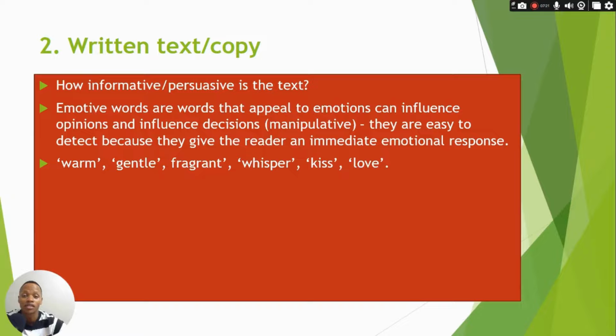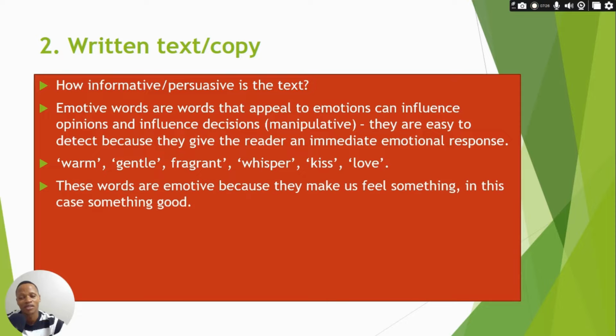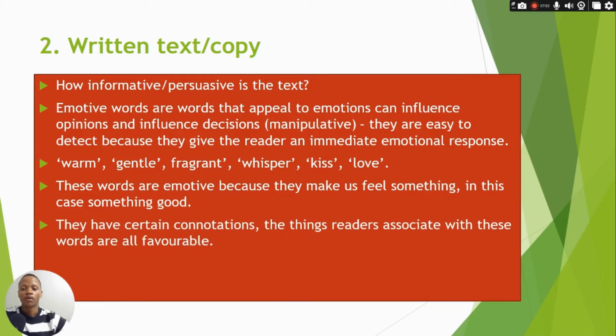Sometimes these words can be warm, gentle, fragrant, whisper, kiss. All these words actually make us think of something. They make us feel a certain way. So these are all the things that you need to look for in that advertisement, because the aim of the advertisement basically is to persuade.